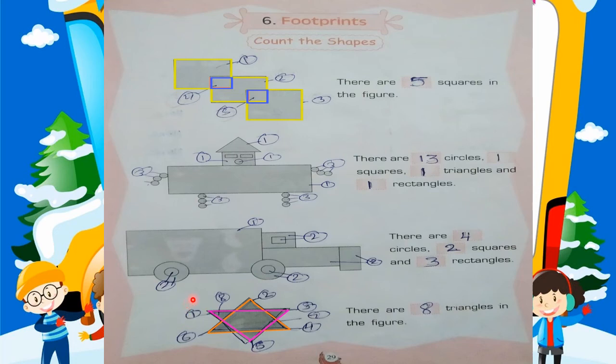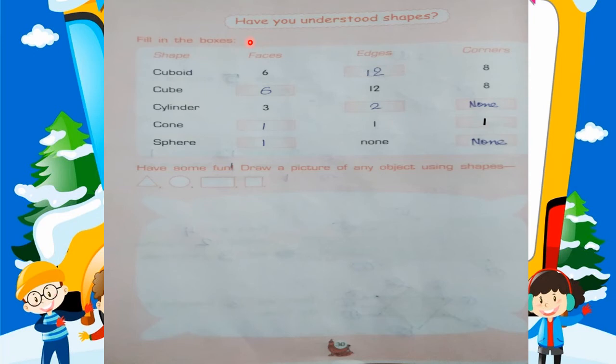So this is done. Now next question is, have you understood shapes? Here there are some questions which are related to shape. Okay, fill in the boxes. You have to find out how many faces, how many edges and how many corners in these shapes.